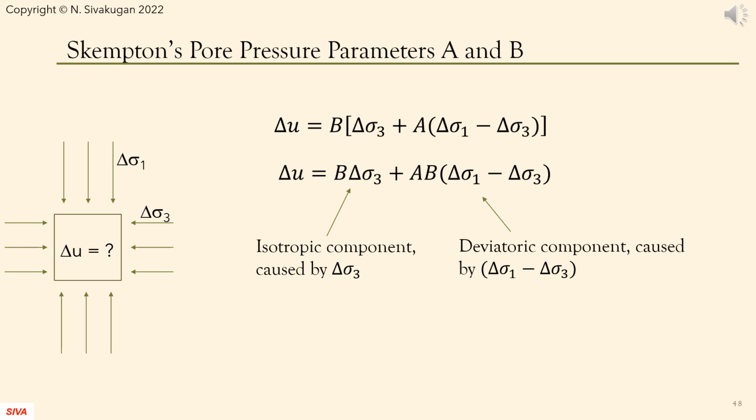The pore water pressure change delta U has two separate components. The first one is due to the isotropic confining pressure change, and the second one is due to the change in deviatoric stress. Also, note that delta sigma 1 and delta sigma 3 are the algebraically largest and smallest values of the changes, respectively. They are not necessarily the changes in sigma 1 and sigma 3, respectively.